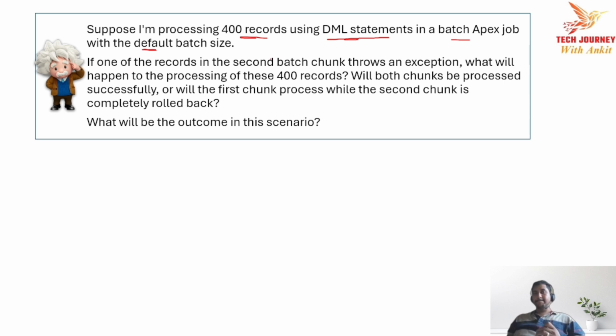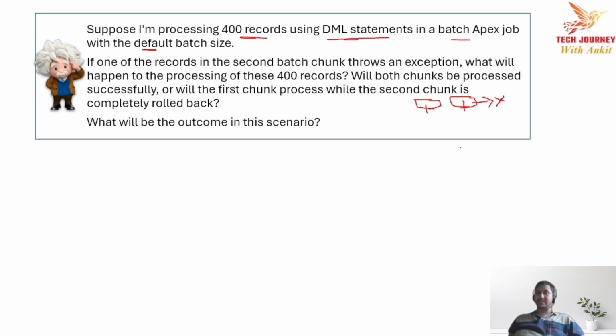If one of the records in the second batch chunk throws an exception. So there are multiple chunks which are submitted. Let's say C1 is my one chunk, and C2 is my other chunk. What they are saying here is one of the chunks has a bad record, so that this chunk completely fails. Now, will both the chunks be processed successfully?